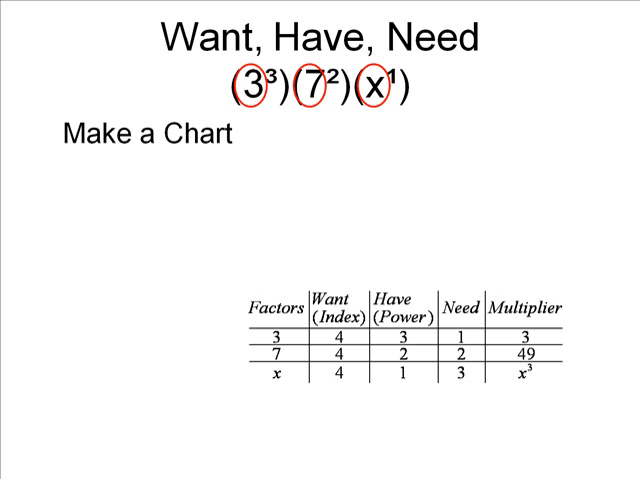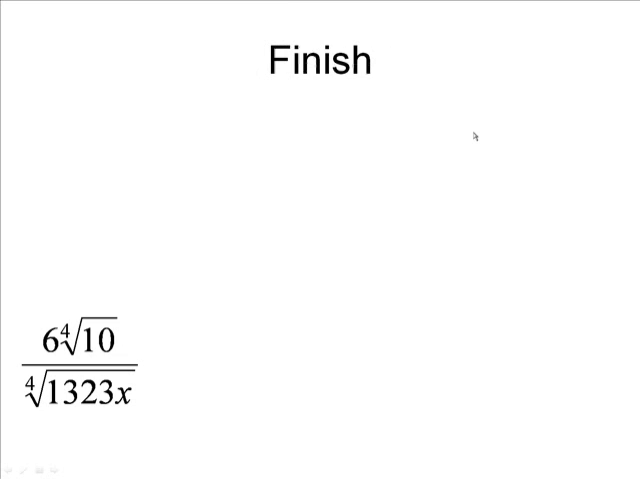So it's 3, 4, 9, and x cubed. Remember, 3, 7, and x, that's going to be our denominator. And now the 3, 4, 9, and x cubed is what we're going to be multiplying our numerator by. So if we put it all together, now that we have everything figured out, we have our original fraction here.